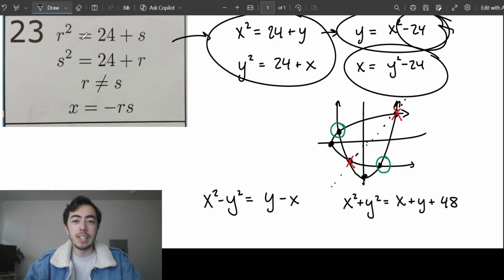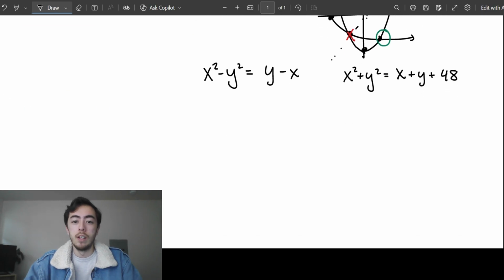And I don't need to actually solve for x and y, or rather r and s, to solve this problem. As long as I can isolate the product of those two variables, I'll be okay. So let's take a look at this left equation here. On the left side, we have a difference of squares, so I could write that as x plus y times x minus y equals y minus x.